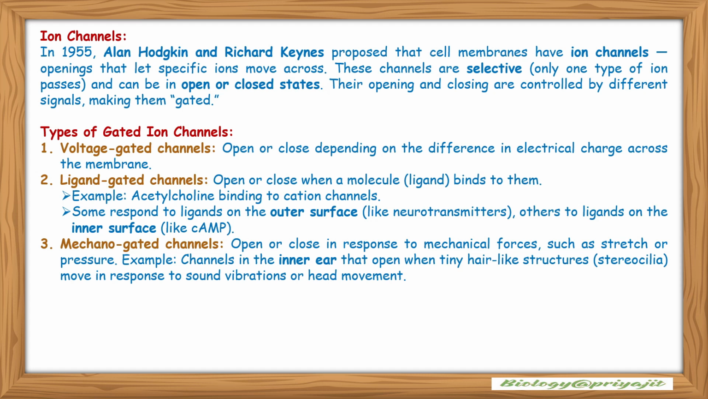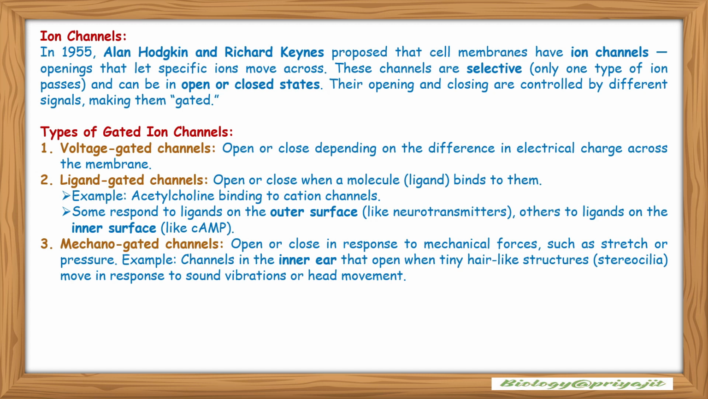Types of gated ion channels: voltage-gated channels, open or closed depending on the difference in electrical charge across the membrane. Ligand-gated channels, open or closed when a molecule binds to them. Example: acetylcholine binding to cation channels. Some respond to ligands on the outer surface like neurotransmitters, and others to ligands on the inner surface like cyclic AMP. Mechanogated channels, open or closed in response to mechanical forces such as stretch or pressure.